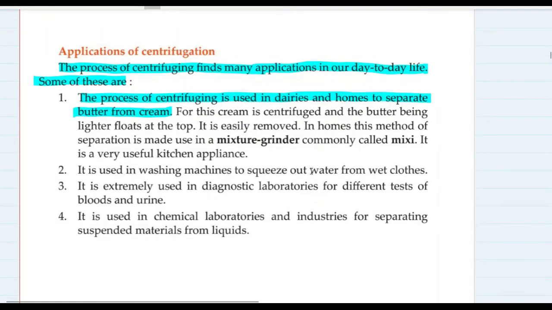So the process of centrifugation is also used in washing machines to squeeze out water from wet clothes. You might have observed, if you have a fully automatic washing machine, that the final cycle of that washing machine is known as spin, basically.